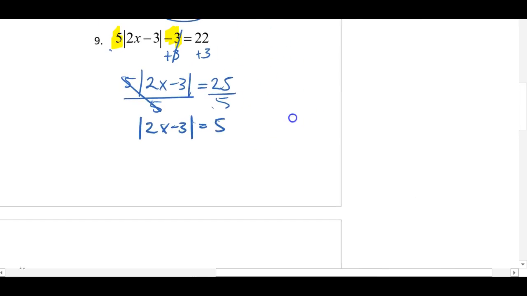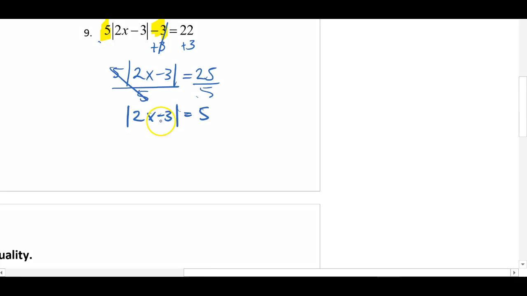Now, I do not have anything on the left and right side of the bars. So now I can split it. So now I have 2x minus 3 equals 5. And then we have 2x minus 3 equals negative 5. Remember, we switched that number on the right.